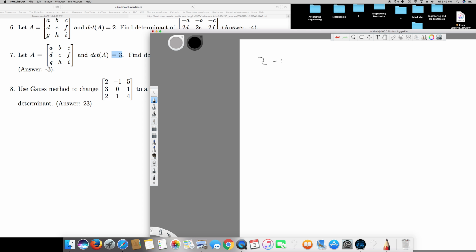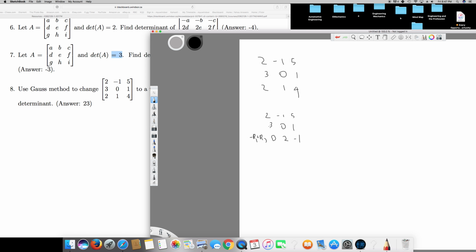So 2 minus 1 5, 3 0 1, 2 1 4. Let's start from the bottom. To make the bottom one 0, I have to multiply the first equation by negative and add it to the third one. So minus r1 plus r3 is going to be 0, plus 1 is going to be 2, and minus 5 plus 4 is going to be minus 1.